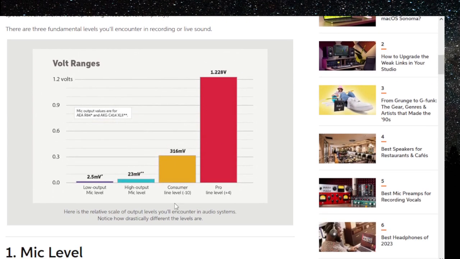So consumer level, line level is 316 millivolts. It says here it's minus 10 dB. So this is called your dynamic range. The noise floor is supposed to be around 50 or 60, and your dynamic range is like 40 dB, okay, for us El Cheapo people. Evidently, the pros get 1.2 volts to play with, which multiplies the dynamic range by 4.